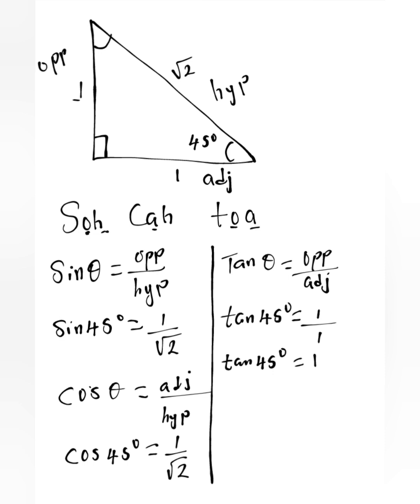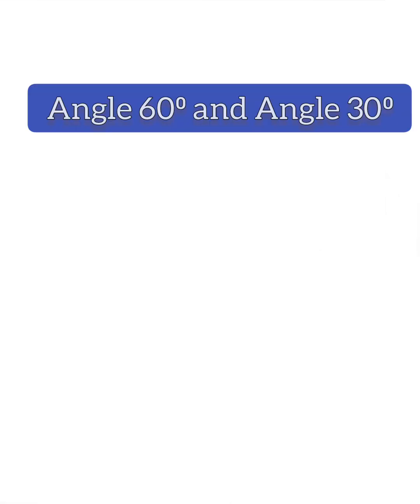So we have been able to find the standard values for sine 45 degree, cos 45 degree, and tan 45 degree. These are the special angles of 45 degree. Let's move over to angle 60 and angle 30.